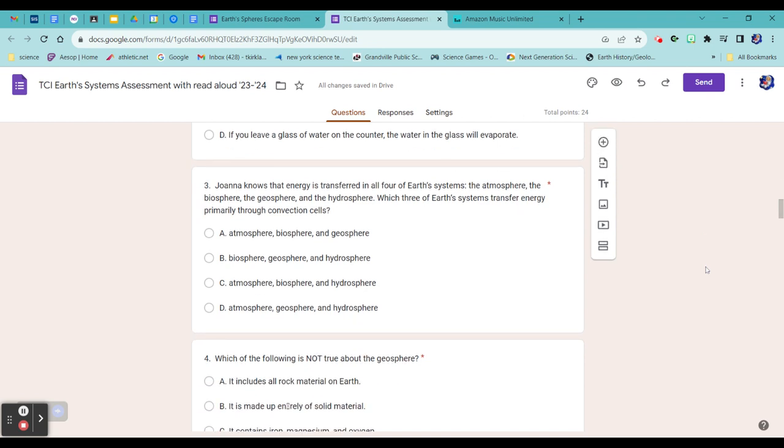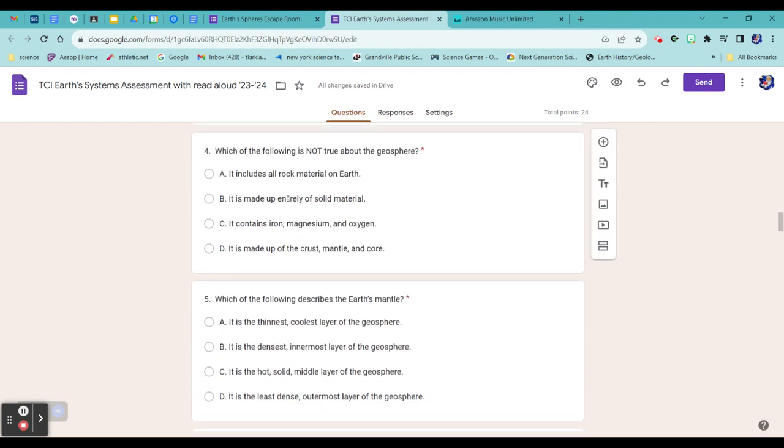3. Joanne knows that energy is transferred in all 4 Earth systems: the atmosphere, the biosphere, the geosphere, and the hydrosphere. Which 3 of Earth's systems transfer energy primarily through convection cells? A. Atmosphere, biosphere, geosphere. B. Biosphere, geosphere, hydrosphere. C. Atmosphere, biosphere, and hydrosphere. Or D. Atmosphere, geosphere, and hydrosphere.